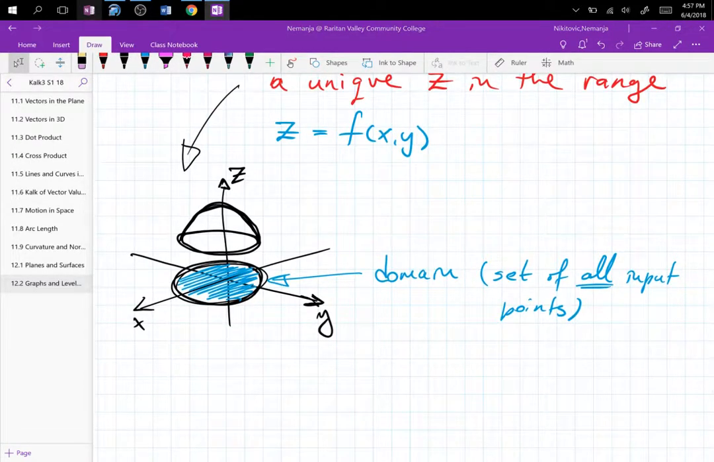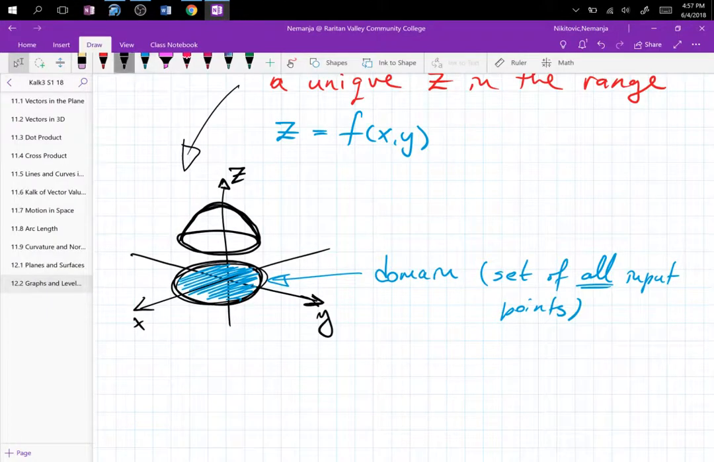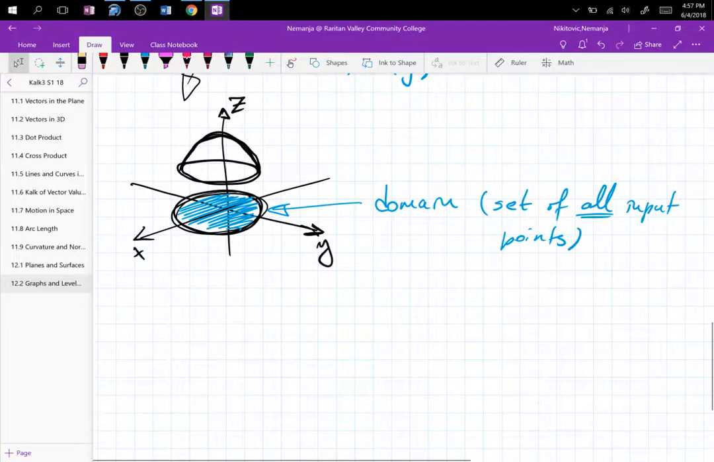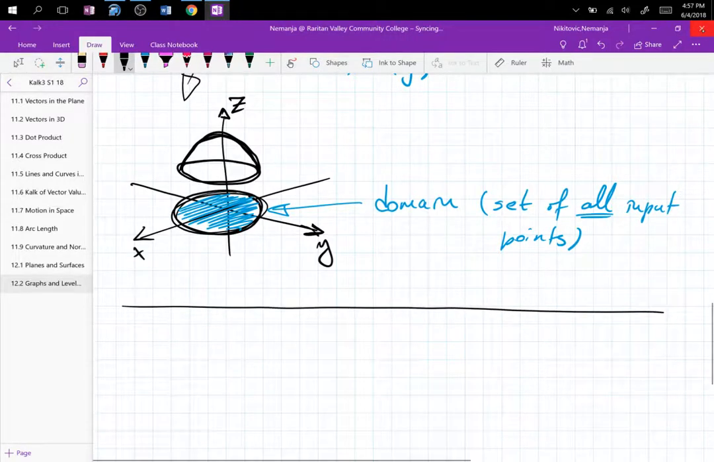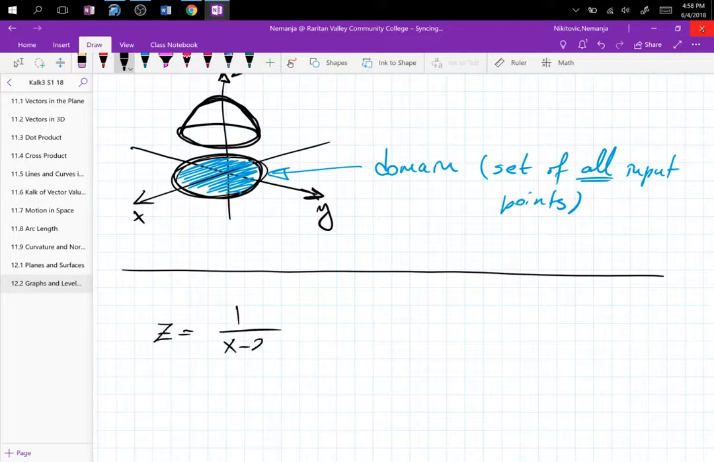Let me also write an equation. Say that we have z equals 1 over x minus 2y.